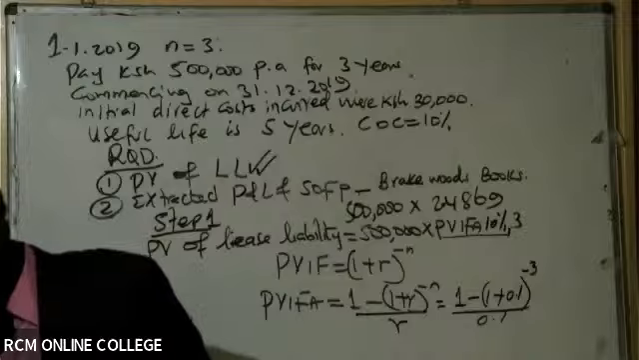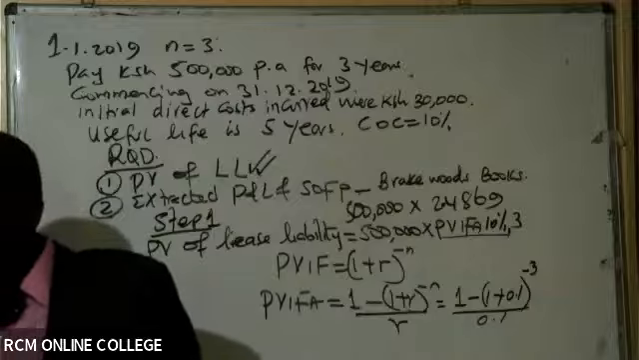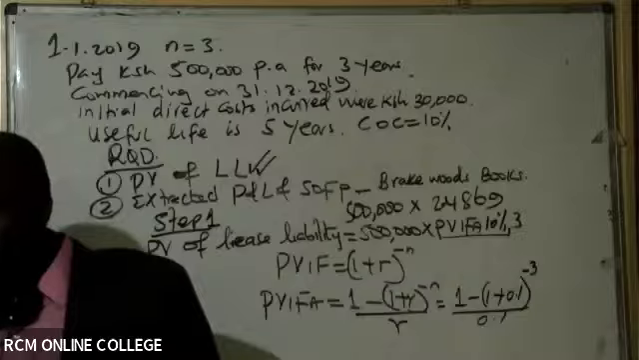Yeah, so Mauritia is giving me 124 something. Present value of lease liability. I've gotten this PV-FA as 2.4869. Thank you so much.